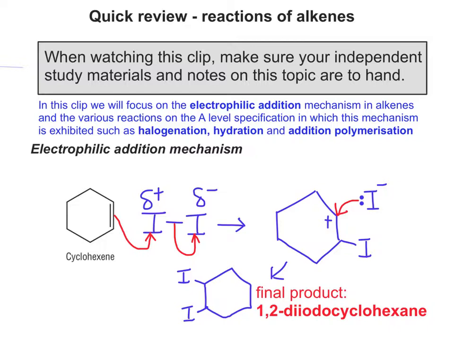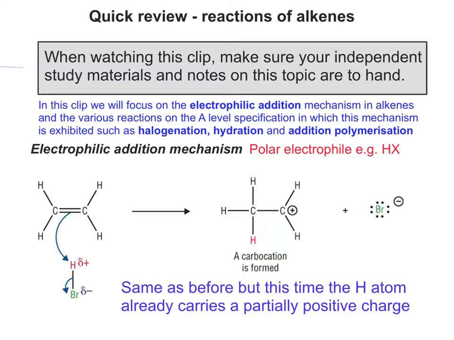Okay, so let's have a look at this if the electrophile was polar, like a hydrogen halide. So if we use HBr this time, it's the same idea as before, but this time the hydrogen atom already carries a partially positive charge.